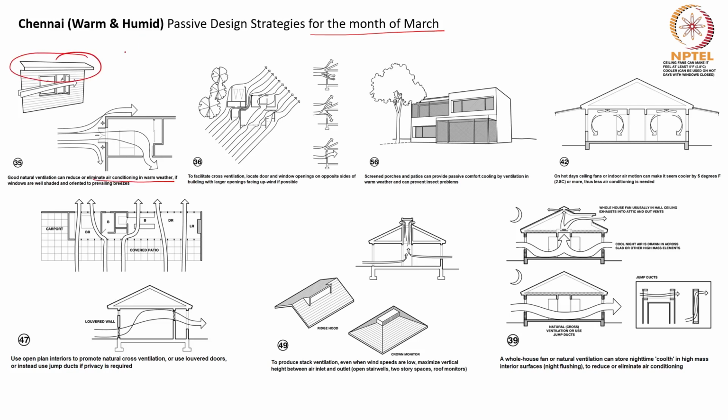So we have seen already what shading means. We will use horizontal shading, which is sunshades. We can use vertical shading, our fins. We can use the egg crate device.